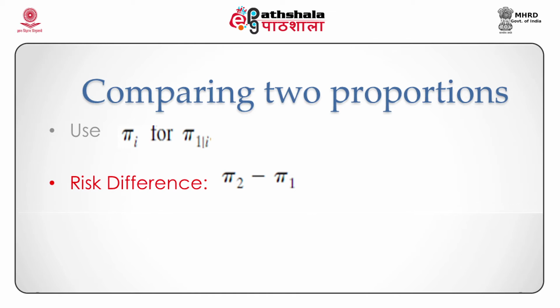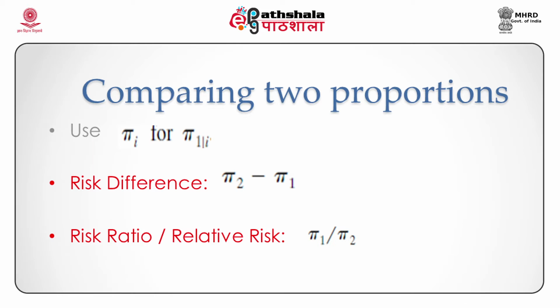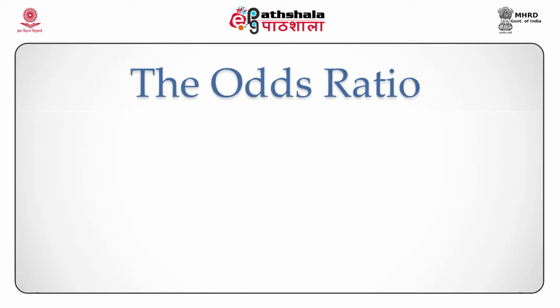There are several measures. Two measures which you might have seen before are the risk difference, pi 2 minus pi 1, and the risk ratio or relative risk given by pi 1 by pi 2. But for this module, we shall concentrate on another rival measure, which is called the odds ratio. The odds of an event is denoted by omega equal to pi over 1 minus pi.